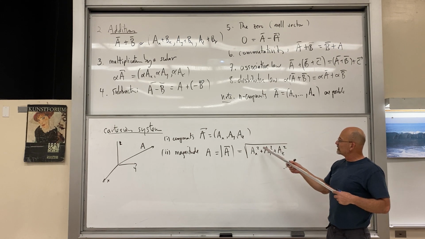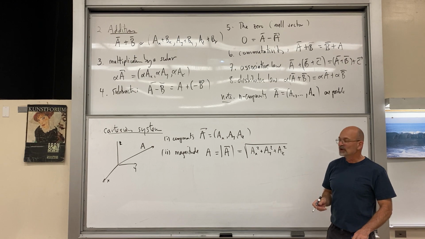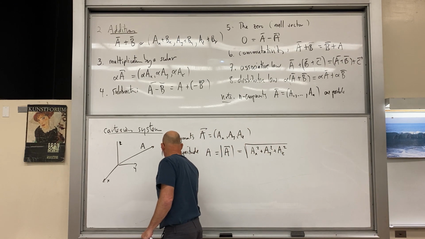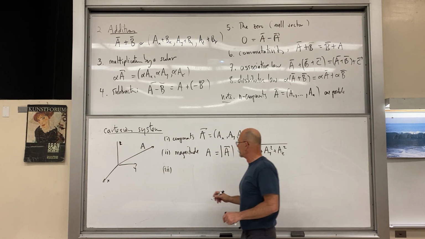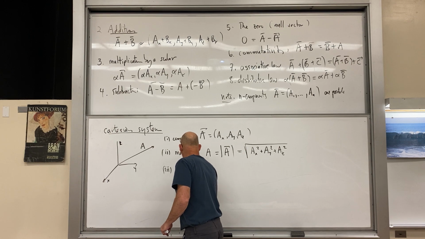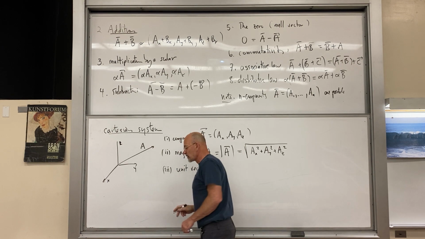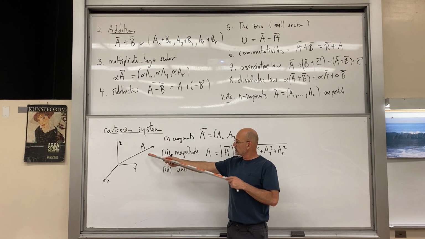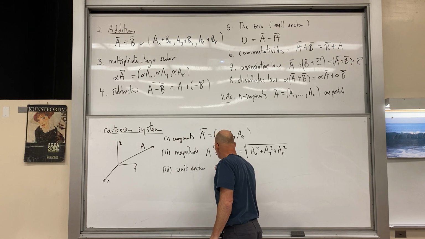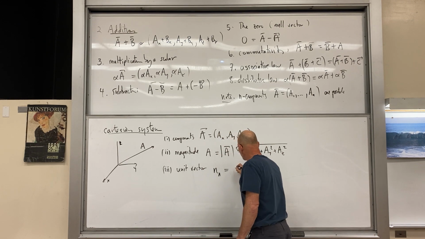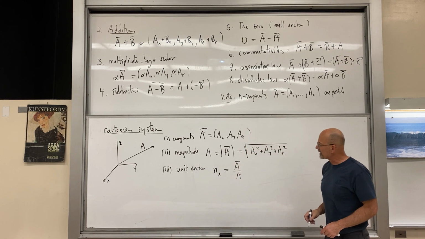So once we have the magnitude of a vector, we can define a unit vector. A unit vector is a vector of length 1, and say we want the unit vector in the direction of the one we already have here, of vector A, then I'll just use the letter n for the moment, unit vector, and I'll call it n sub A. That would be the vector A divided by its magnitude. So that's a unit vector.